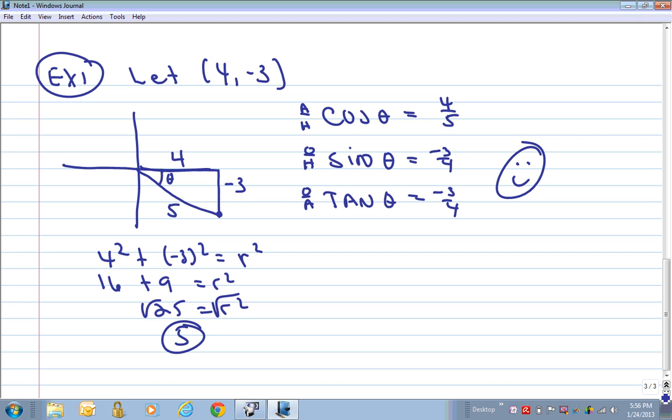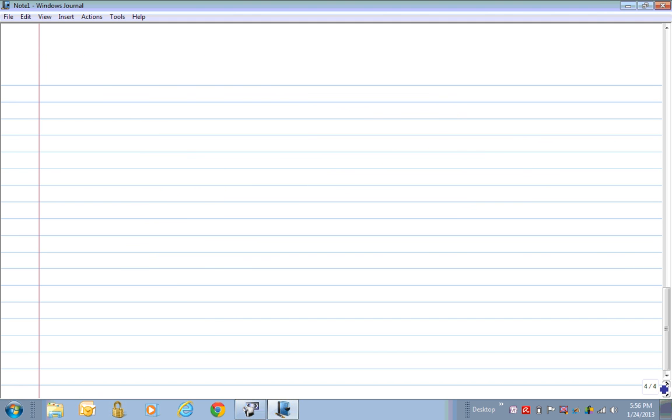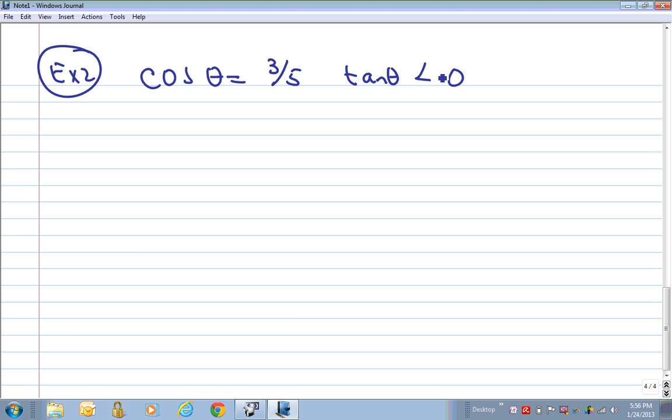All right, let's look at another example. We're given our information in a slightly different format. This is example 2, just different types of information. We're given that cosine theta is equal to 3 over 5, and we're told that tan theta is less than 0.